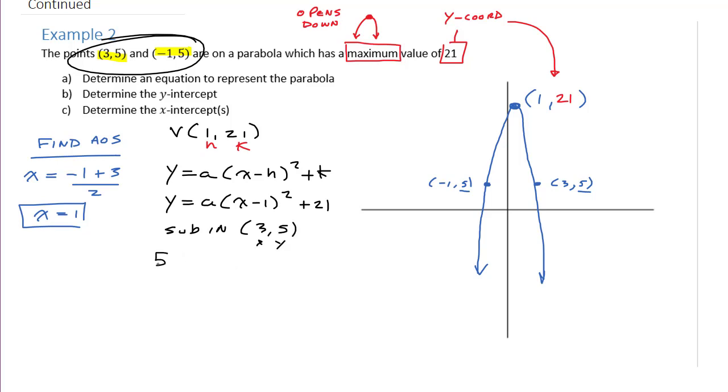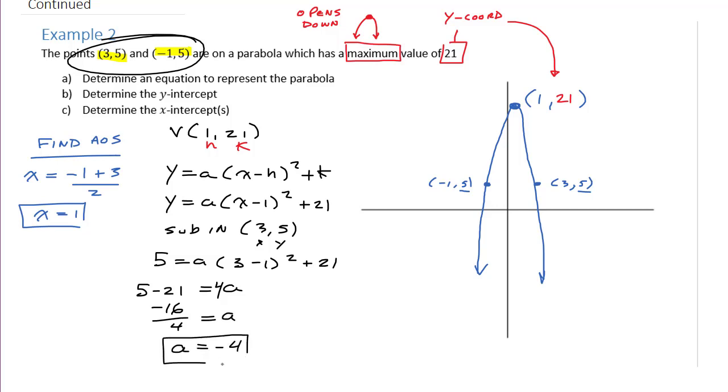All right, so 5 = a(3 - 1)^2 + 21. So here we go. I'm going to go 5, subtract the 21. And on this side, we have 3 minus 1, which is 2, and 2 squared is 4, so I have 4 times a, or 4a. I can just write it like this. All right, 5 minus 21 is negative 16. Divide both sides by 4, and there we go. We get a = negative 4. All right, so I finished part A. I found my equation. y = -4(x - 1)^2 + 21.